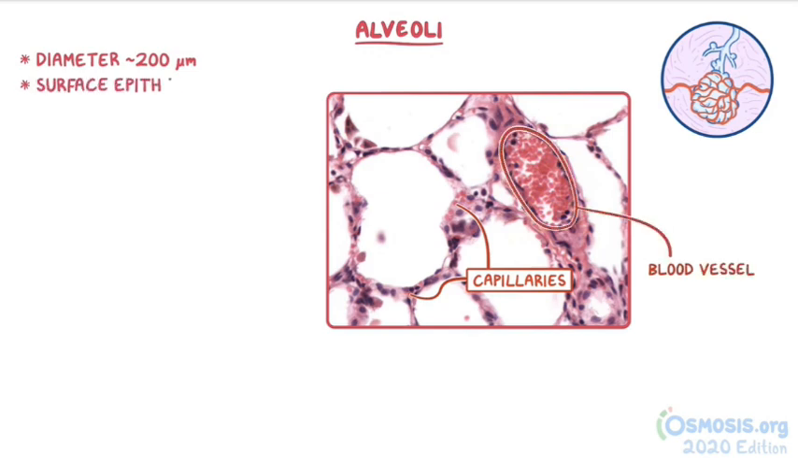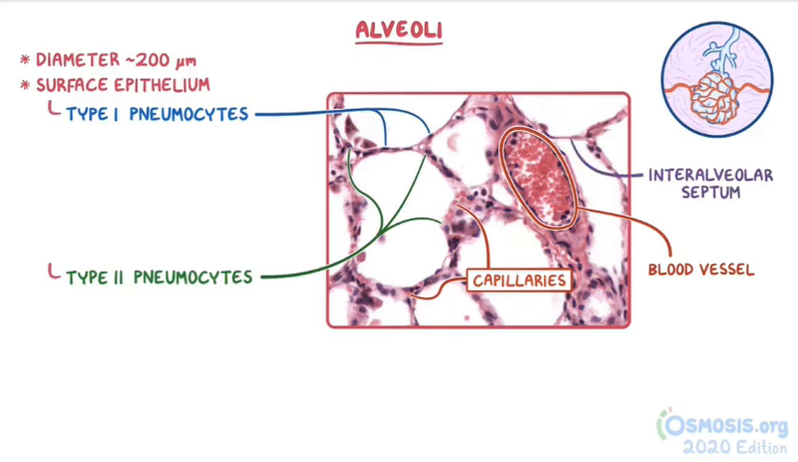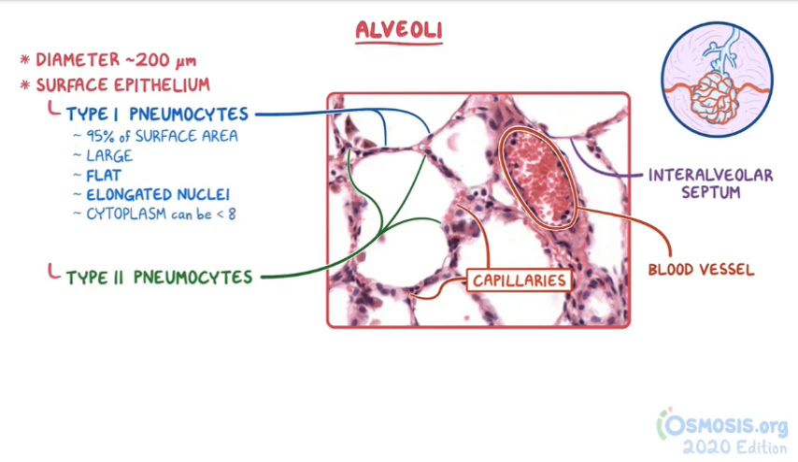The alveolar surface epithelium creates the continuous lining for each alveolus and is made up of type 1 and type 2 pneumocytes. These cells also form the interalveolar septum that separates neighboring alveoli from each other. About 95% of the alveolar surface area is composed of type 1 pneumocytes, which also form the alveolar part of the air-blood barrier. These cells can be identified by their large, flat appearance and elongated nuclei. Their cytoplasm is very thin, which can be less than 80 nanometers in thickness, and the cells form tight junctions between themselves and neighboring cells.